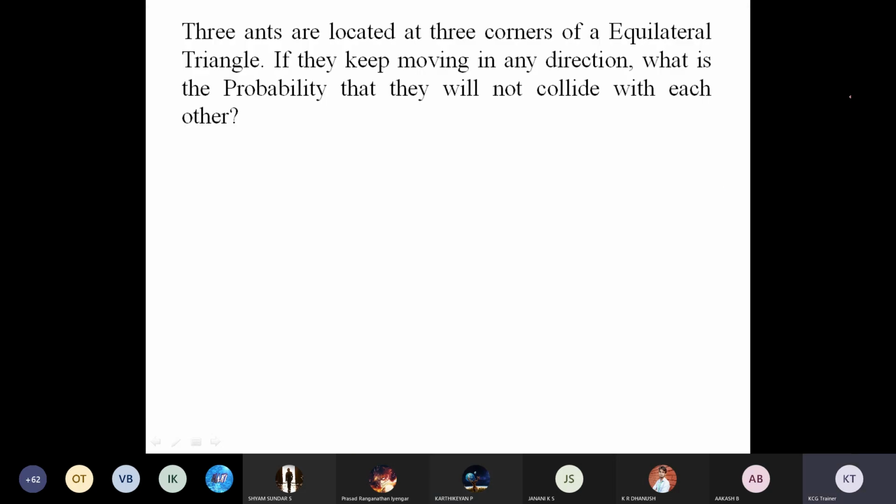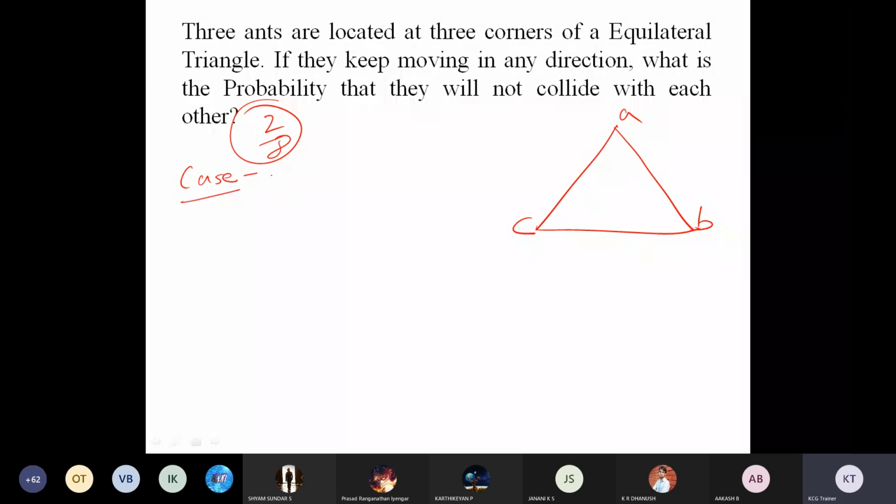See, let me explain this one in a similar way, but in a little more detailed version so that it will be clear to you. Instead of going the direct shortcut as 2 by 8, I can also tell it's 2 by 8. Why is it 8? Because for each rat there are two possibilities of selecting a direction. So I'll explain in a better way. If there are 3 rats at 3 corners of an equilateral triangle, I'll take case 1. To avoid the collision, the rat A should move towards B, B should move towards C, and C should move towards A.